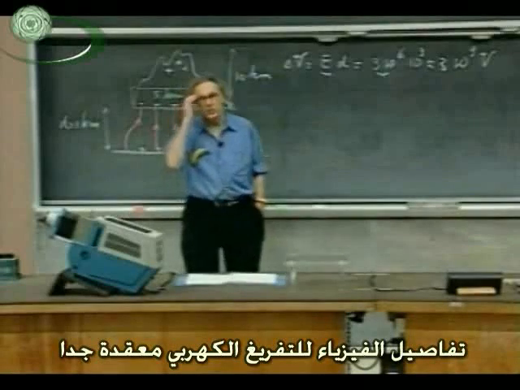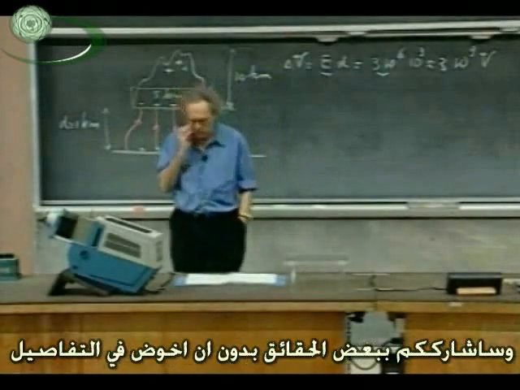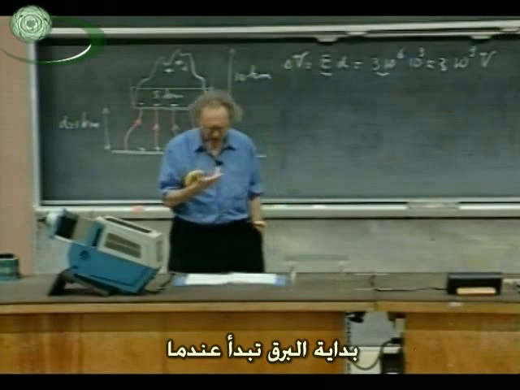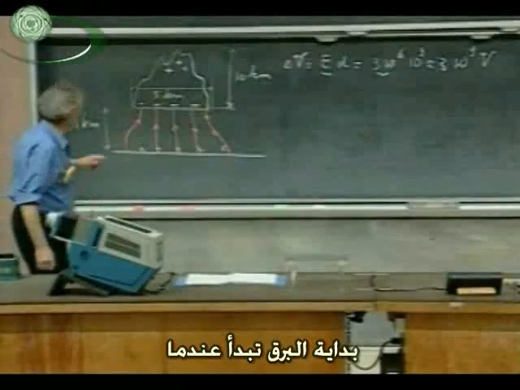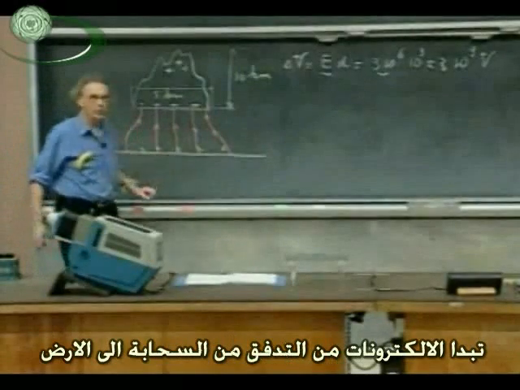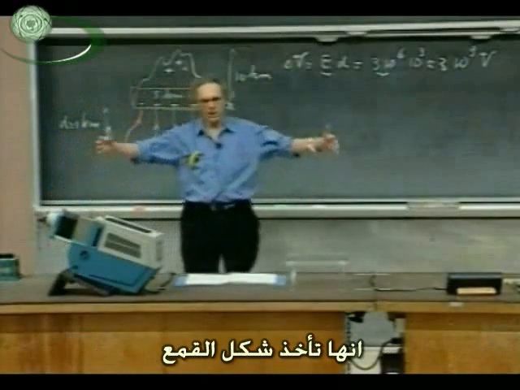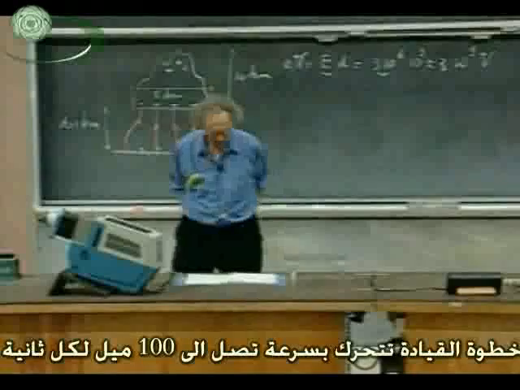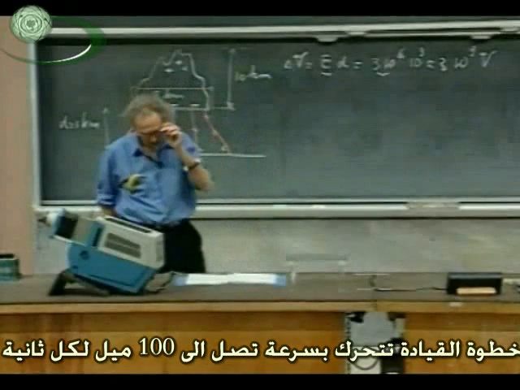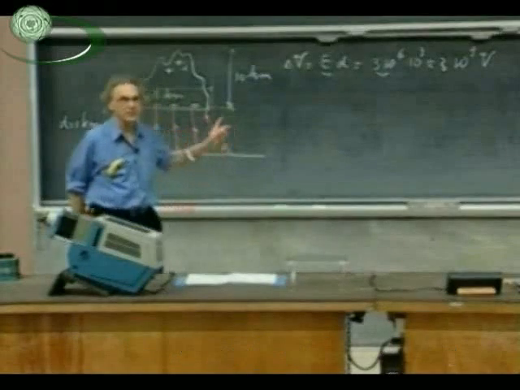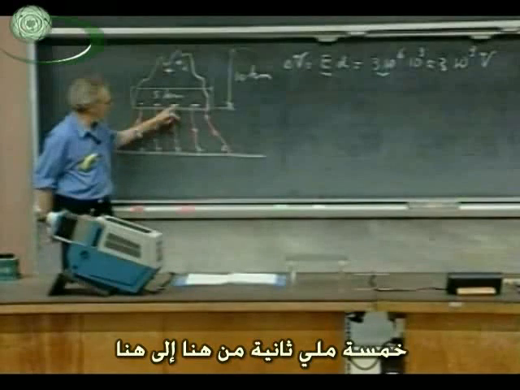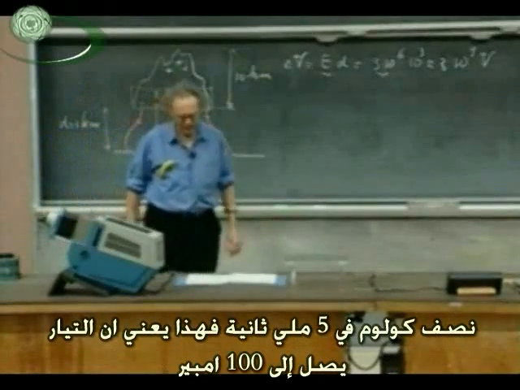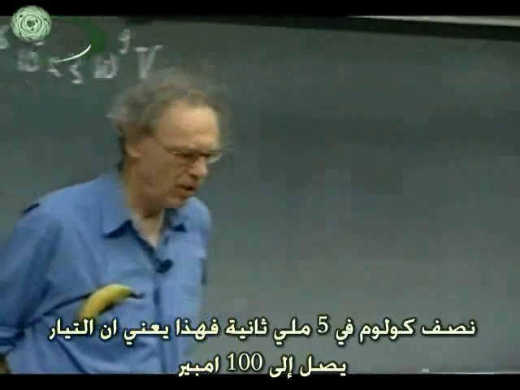The details of the physics of the discharge are very complicated. But I want to share with you some facts without giving detailed explanations. The start of the lightning begins when electrons begin to flow from the cloud to the Earth. They form a funnel which is about 1 to 10 meters in diameter, and we call that the step leader. The step leader moves about 100 miles per second, and so it comes down in about 5 milliseconds. 5 milliseconds from here to here, and it takes about half a Coulomb to the Earth. Half a Coulomb for about 5 milliseconds, that means the current is about 100 amperes.